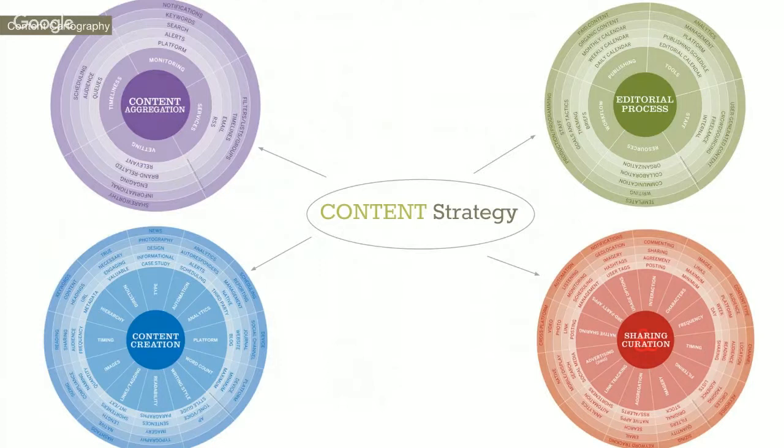So we have our own content marketing formula and content strategy here. We've divided it up into 4 different sections: aggregation, which is about content discovery, our editorial process, our content creation process, and our content curation process. And if you take a look at the slide here, you can see how many different touch points we have for each one of those sections.